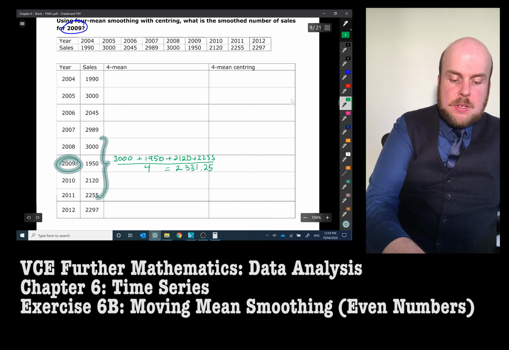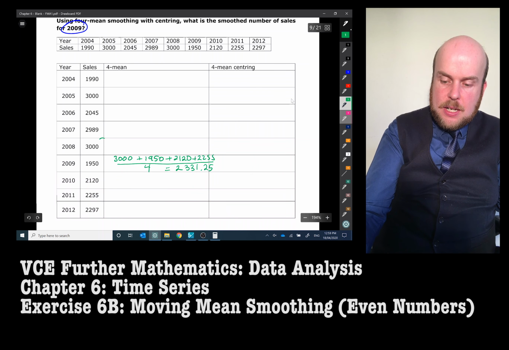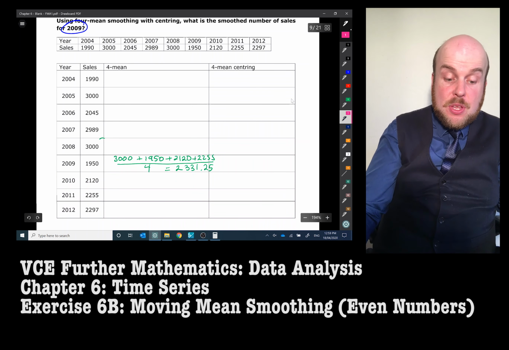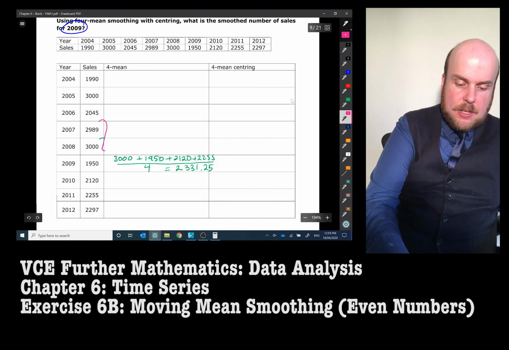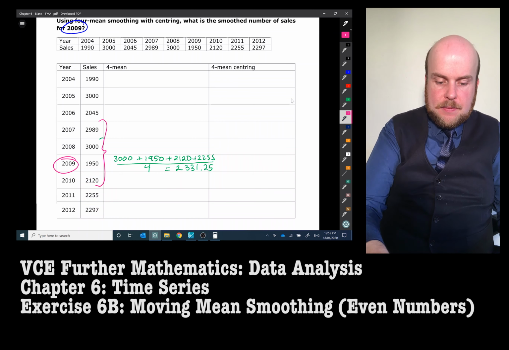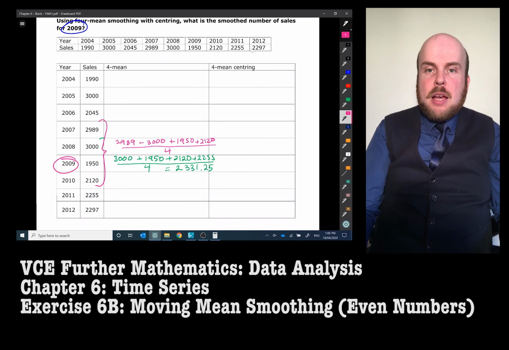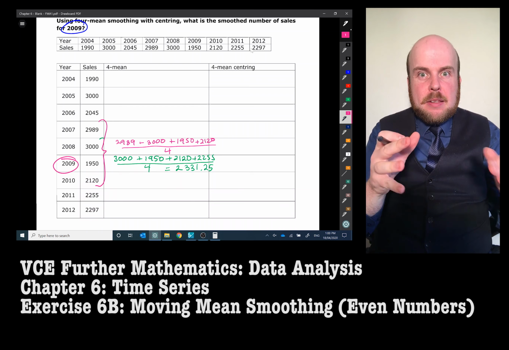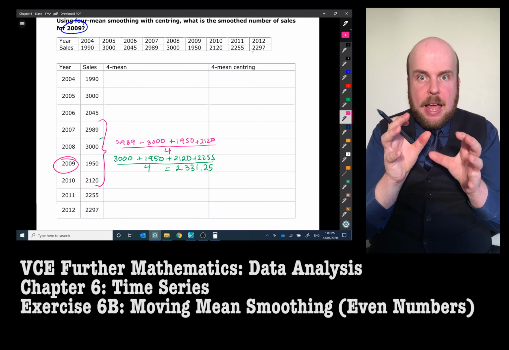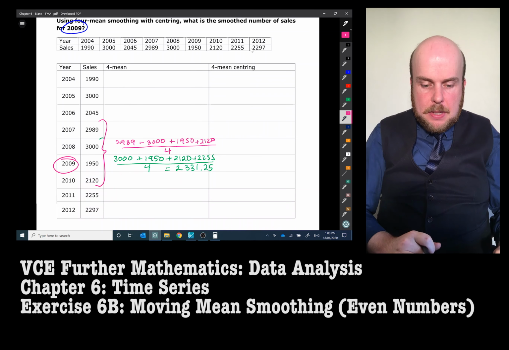Then what I would do is calculate it when 2009 is the third one of the values. So there we go, 2009 is the third one. I probably should have done this one first, but that's okay. 2989 plus 3,000 plus 1950 plus 2120. You might be thinking, but that's not really the middle. But we're going to make the middle. We're going to take the average of these two, and that will get us the middle.